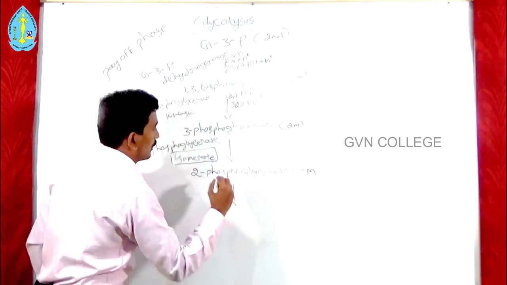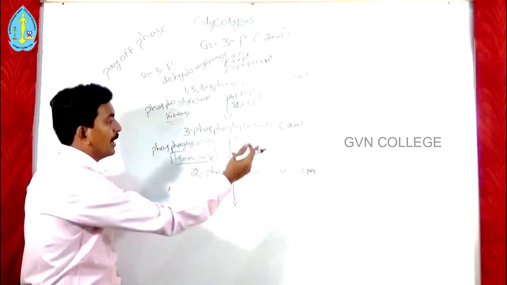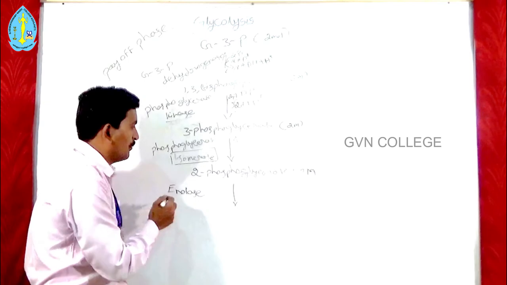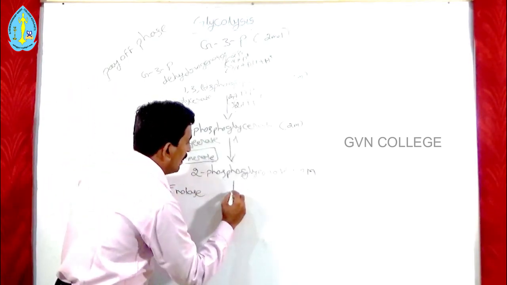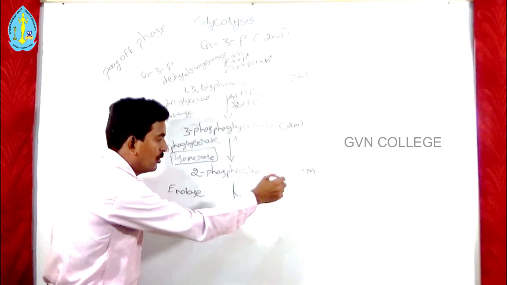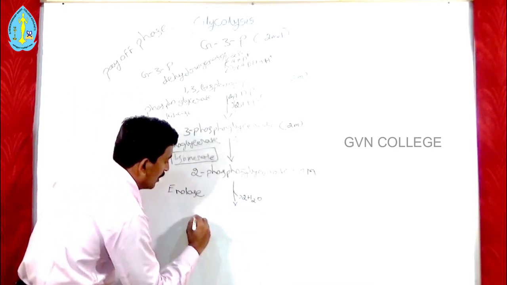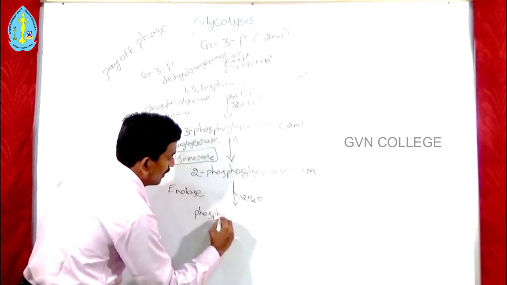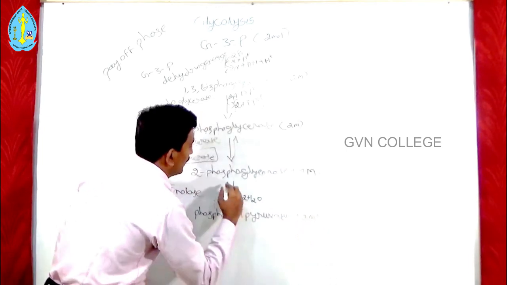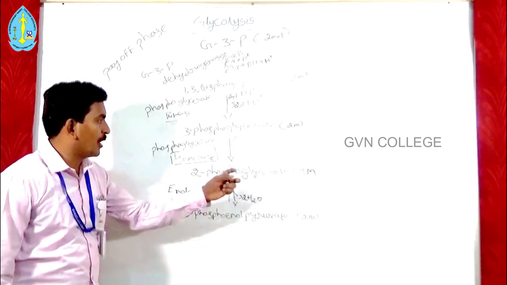Now from this 2-phosphoglycerate, the enzyme enolase is involved. The main function of the enzyme enolase is the removal of water. So one water molecule is removed from the 2-phosphoglycerate. Here two molecules of 2-phosphoglycerate are involved, so two molecules of water are removed. Then the 2-phosphoglycerate becomes phosphoenolpyruvate, two molecules of phosphoenolpyruvate. This reaction is also reversible.